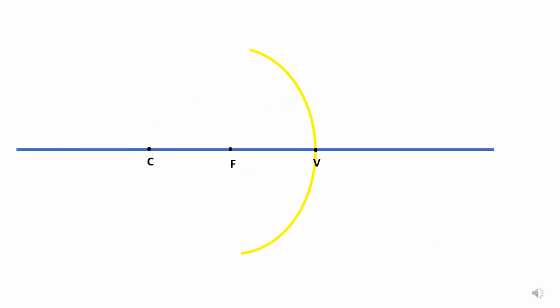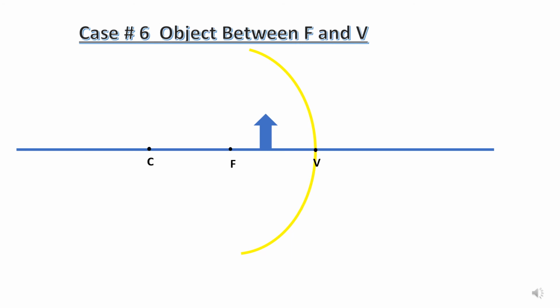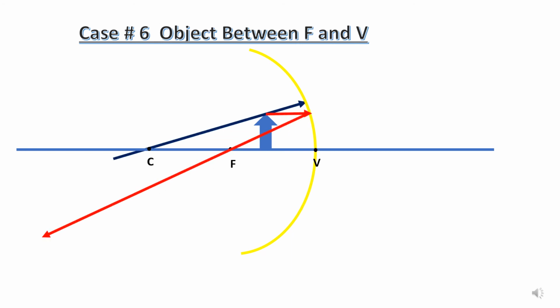Let's try another case for the concave mirror. The object now is between F and B. Let's use Rule 1 and Rule 3. As you can see, light rays diverge after reflecting off the mirror. Where is the image now? You can only find the image by tracing all reflected rays backwards until they intersect.